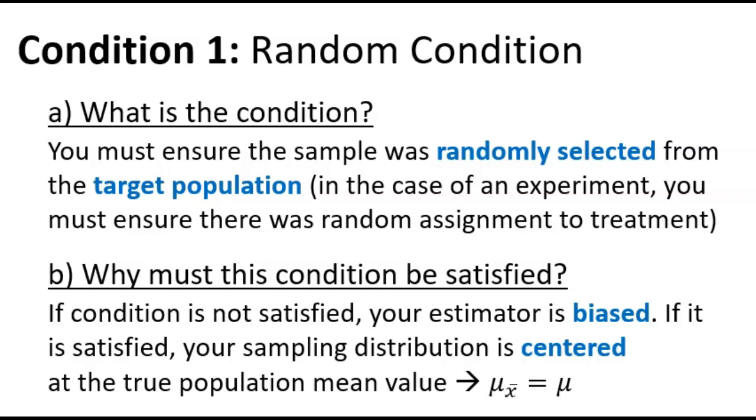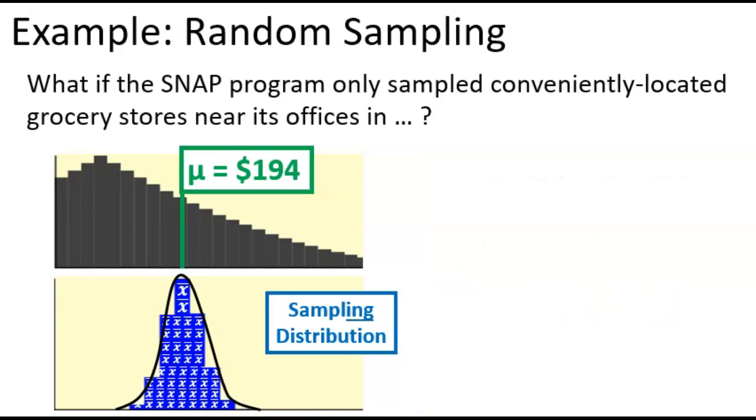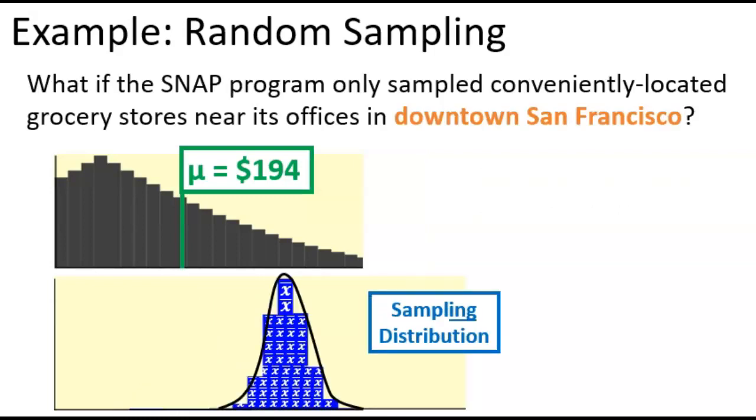Meaning it'd be off target. Okay, so for instance, if it's with random sampling, this is what we would expect to see, and the mean of all of the samples theoretically should be the population mean. But let's say that we use a sample only from the offices in San Francisco, or near the grocery stores in San Francisco. Well, it's going to be a higher cost of living, so theoretically the mean of all of the sample means here is going to be off target.